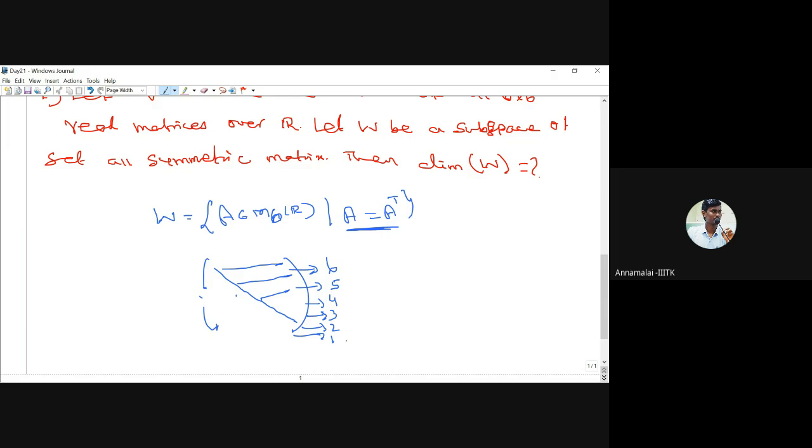Now, what is the number of unknowns? You have to sum it: 1 plus 2 plus 3 plus etc. plus 6. This is nothing but 6 into (6 plus 1) divided by 2, which is 7 by 2 after cancelling. This is 21. Therefore, the dimension of W is nothing but 21.